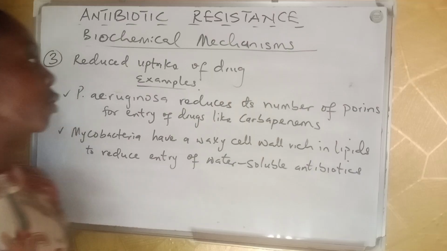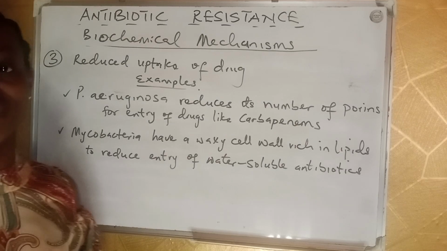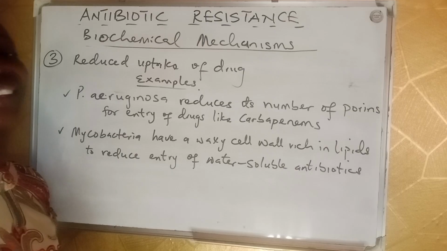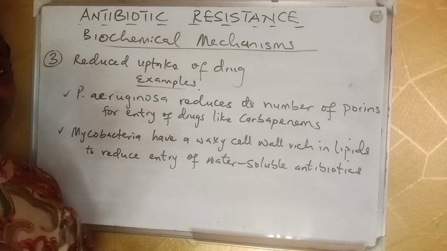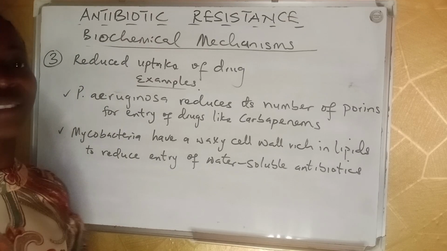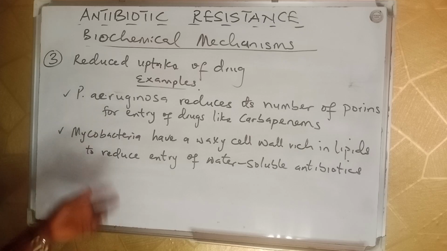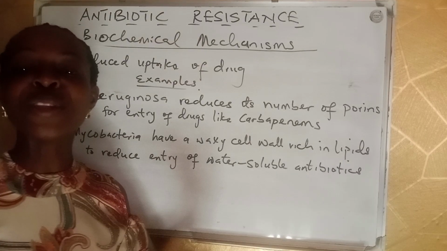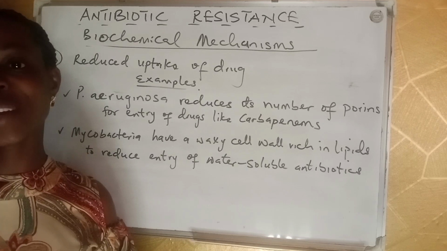The third biochemical mechanism by which microbes resist antibiotics is by reducing the uptake of these drugs. Drugs need to enter microbial cells for them to function effectively. And bacteria like Pseudomonas aeruginosa have been able to reduce the number of porins on their cell membrane.